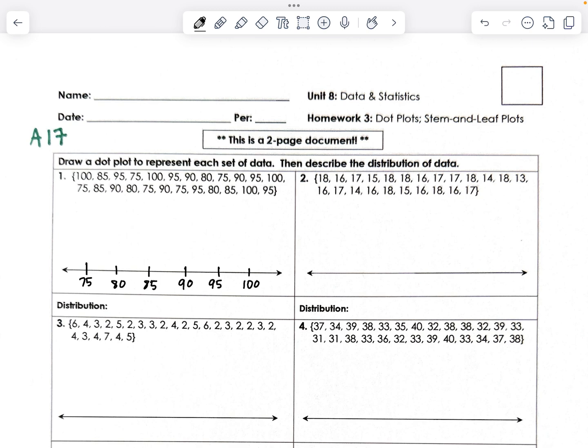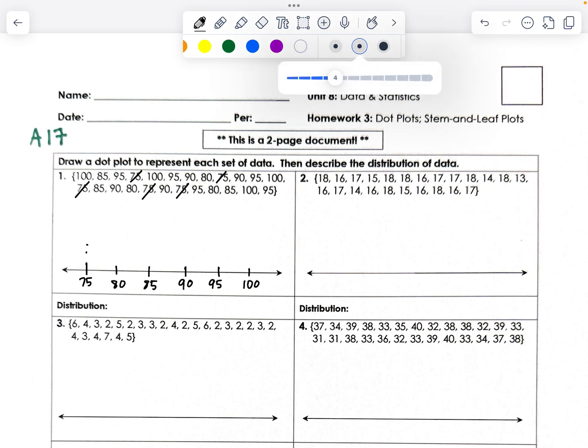It looks like we have 5 75s, right? 1, 2, 3, 4, 5. Let's make that dot a tiny bit bigger so you can see them better. All right. So 1, 2, 3, 4, 5.